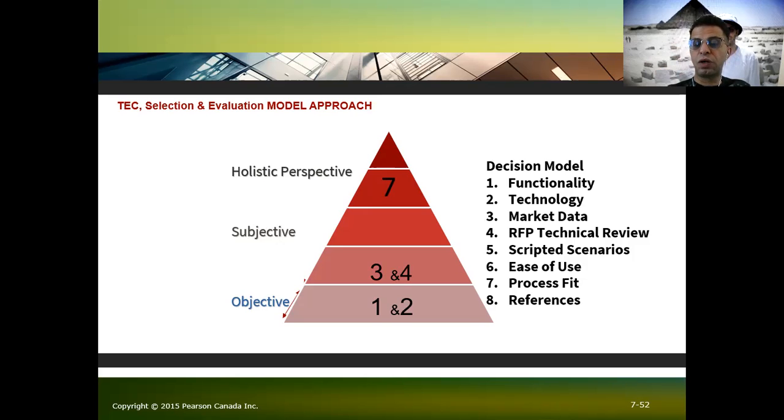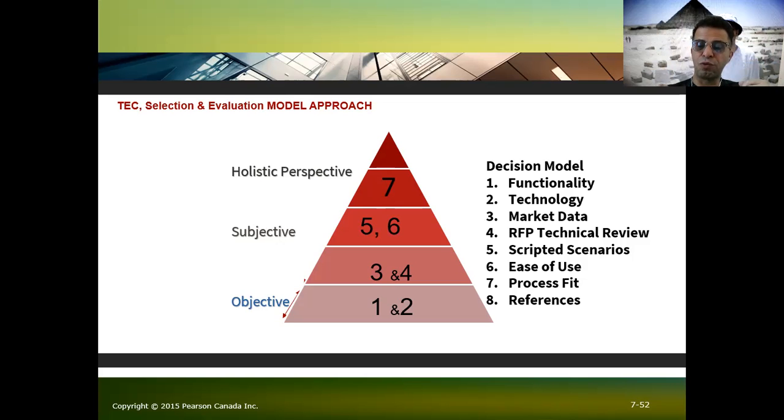So the objective is first for you to see the technology and functionalities and see which one is matching your product. Then you move on to the market data and the RFP technical review, because the RFP technical review does not answer how to use a product or other things. It's about technical review. And then when you bring in the implementers or the suppliers, you ask them certain questions. It's also subjective. He could have a good answer this time, and if you don't ask him a certain question, he might not have a good answer for it. So it's subjective.